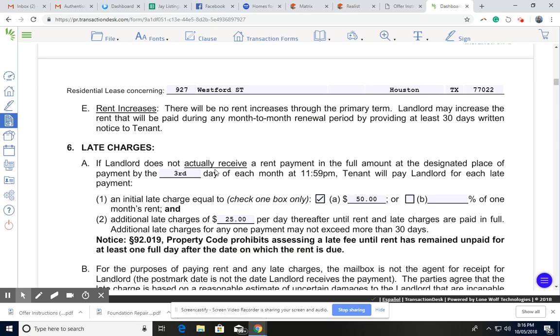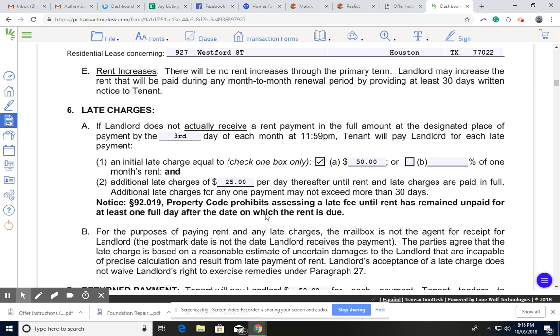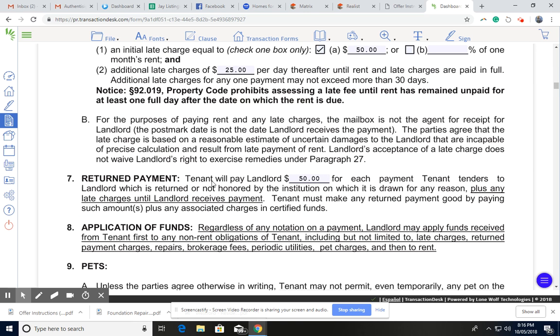So if the landlord doesn't actually receive a rent payment in the full amount at the designated place of payment by the 3rd of each month by almost 12 o'clock, tenant will pay landlord for each late payment. The first time is going to be a $50 late charge, and then after that it's going to be $25 per day. So this is going to be somewhat like a template. It really never changes.